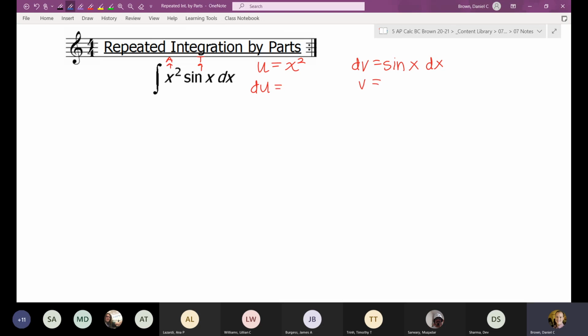The derivative of u, the derivative of x squared, would become 2x, put the dx there. The integral of sine, again, just think to yourself, the derivative of what is sine? We know the derivative of negative cosine would be sine.